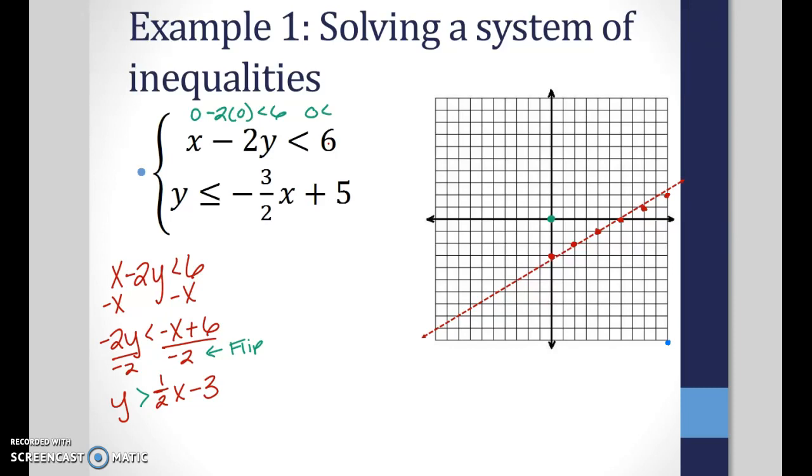So if I plug in 0, 0 into my original equation here, this simplifies to 0 is less than 6. This is indeed true, so I'm going to go ahead and shade with the test point because this is true. So that means we will shade above.